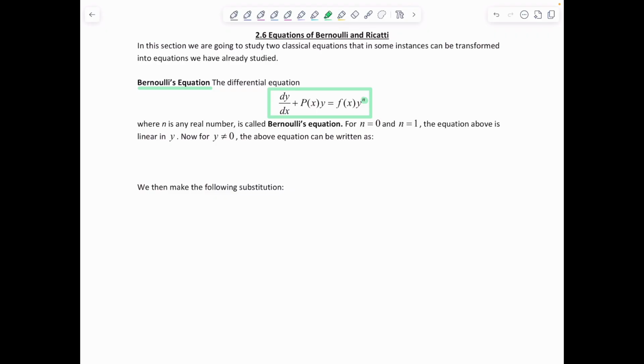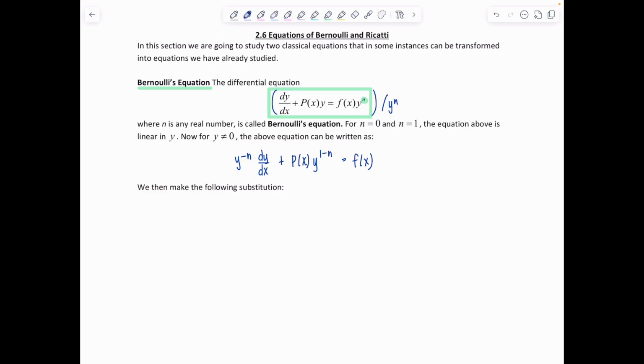If n is not 0 or 1, then things get more complicated, but it's definitely manageable. So as long as y doesn't equal 0, we can divide this entire equation through by y to the n, and then we'll obtain the following. We'll have y to the negative n dy/dx plus p(x) times, this is y to the first divided by y to the n, so it's y to the 1 minus n, equals f(x).